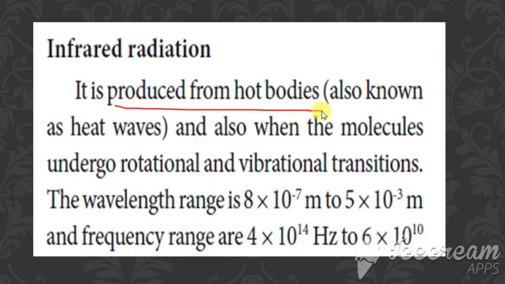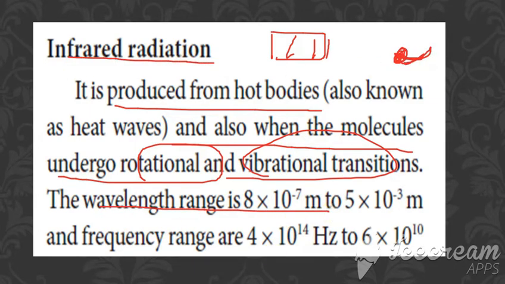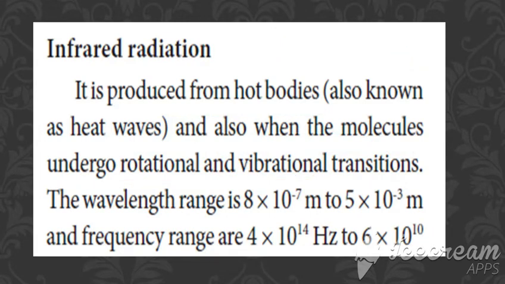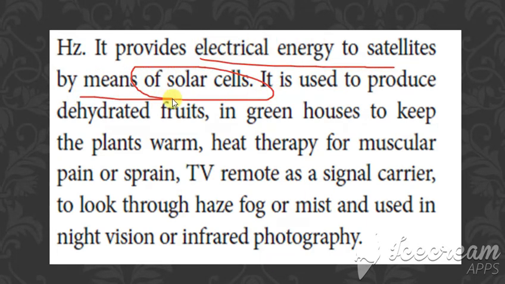It is produced by hot bodies, and also when the molecules undergo rotational as well as vibrational transition. So mainly from hot bodies it is produced, or if the molecules rotate or vibrate, because of that these infrared radiations are produced. The wavelength range is 8 into 10 power minus 7 to 5 into 10 power minus 3, and the frequency range is 4 into 10 power 14 to 6 into 10 power 10 hertz. Then it provides electrical energy to the satellites by means of solar cells. So solar cells provide energy to the satellites.